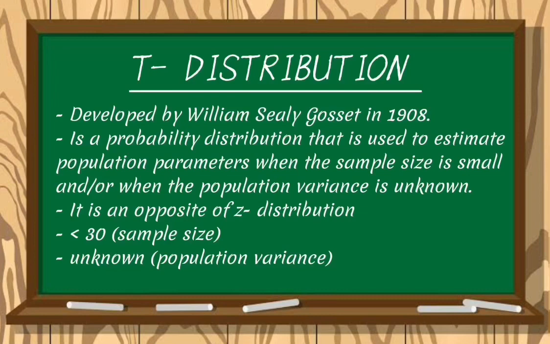So, if the sample size is less than 30, we're going to use the T distribution. Or if the population variance is unknown, we will use the T distribution. So, the T distribution is the opposite of the Z distribution.